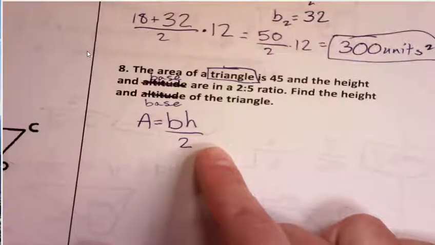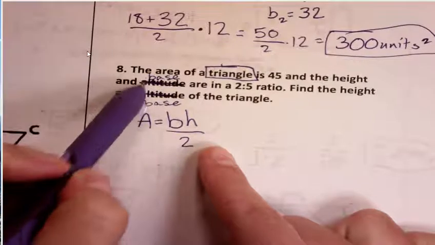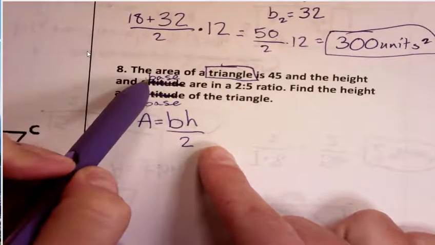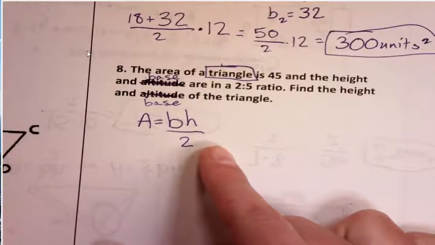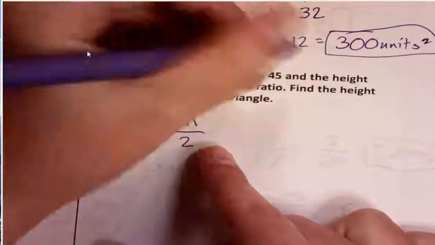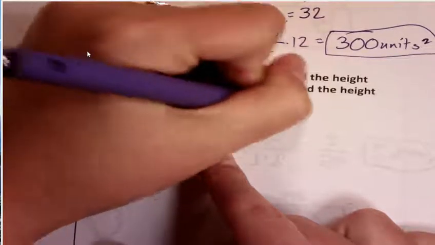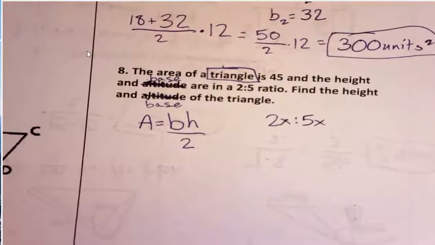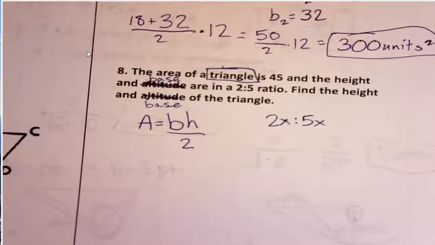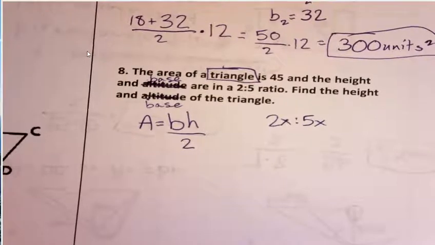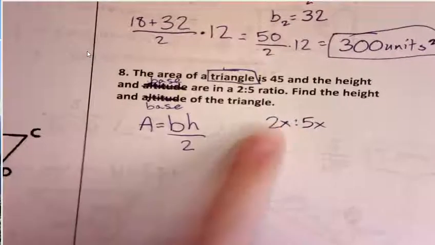So we've got base and height, but notice this said altitude. So now it's going to say base. And it's in a 2:5 ratio. So notice what I did here. We've got 2x and we've got 5x, because what a ratio is, it's a fraction that is simplified. So we've got to figure out what that x is, what they simplified it by. So anytime you see the word ratio, here's what you need to remember: put x's on it. That's it.